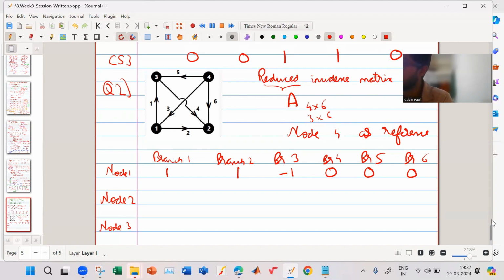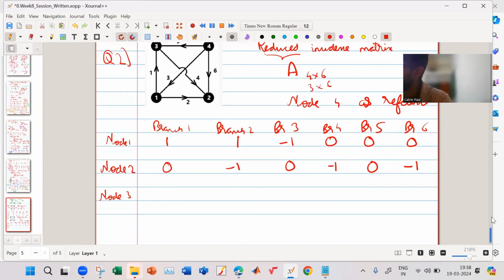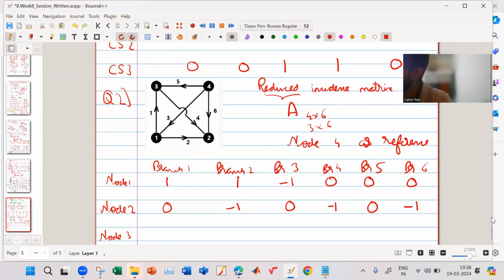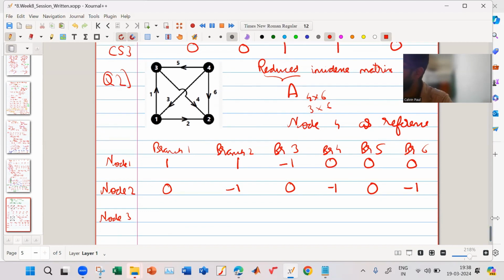Node 2: 0, minus 1, 0, minus 1, 0, 1, 0, minus 1, minus 1, 0. Okay, for node 3: 0, minus 1, 0, 1, plus 1, 0.